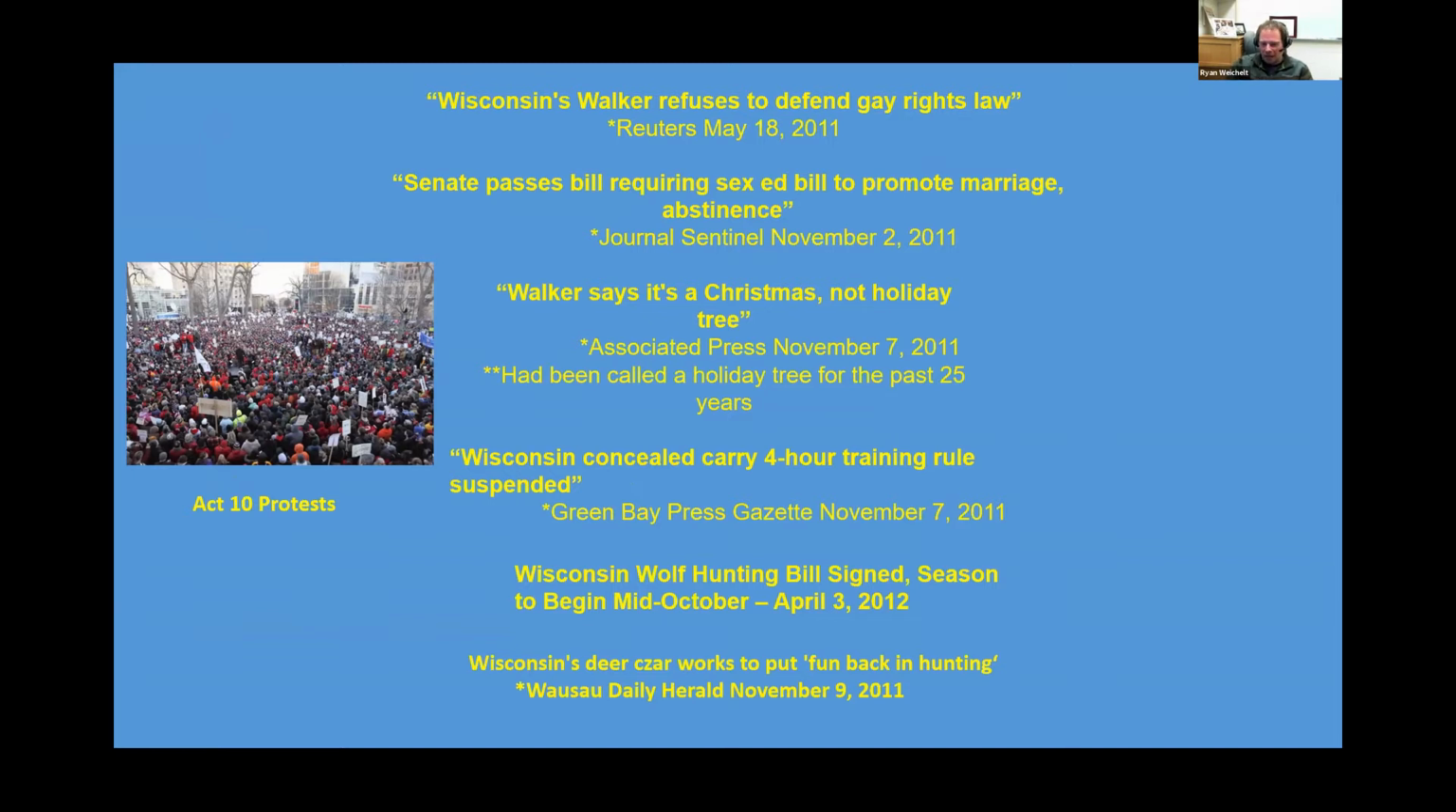Concealed carry. The wolf hunting's back again, deer hunting, we see the Act 10 protests. These were all things that were happening at basically the same exact time, and it was sort of a chaotic time. But because it's happening at geographic levels, we can look at this by mapping election results to see these things play out.